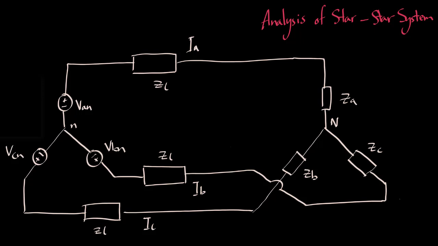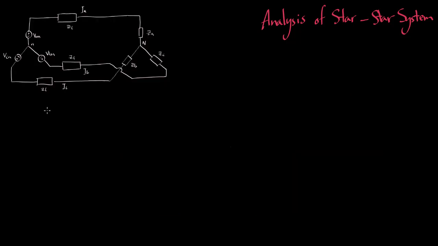An important feature in balanced star-star three-phase systems is that the current in one neutral is equal to the current in the other neutral, which is equal to 0. That is, if the load impedances are equal, then the current in the neutral on both sides is 0. We can prove this mathematically.